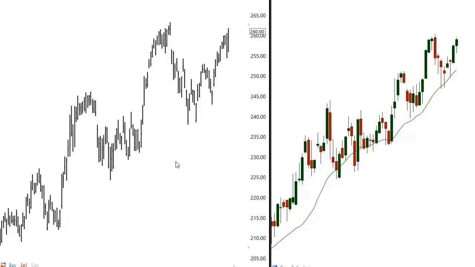Alrighty, traders, so let's have a look at this here. This is just a real live chart as I'm doing the recording right now. What we have is two different things. The chart to the left is the daily chart, and to the right is the weekly chart.